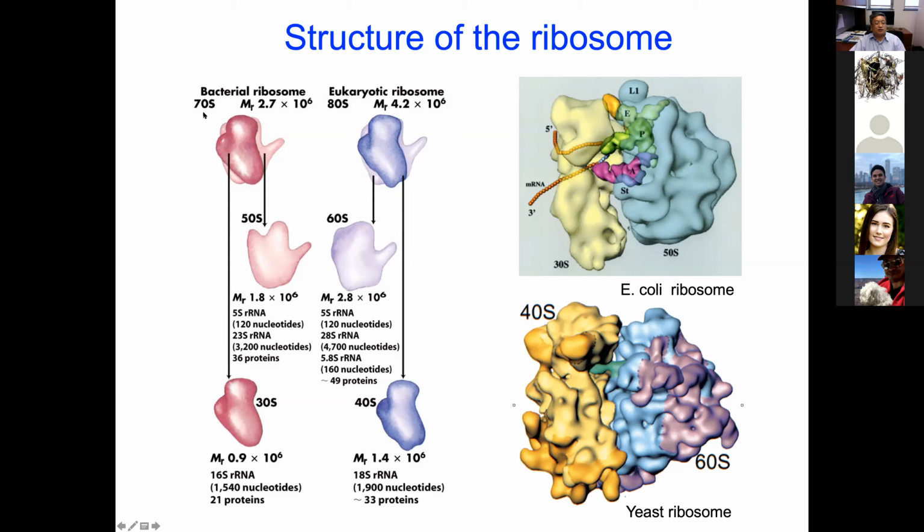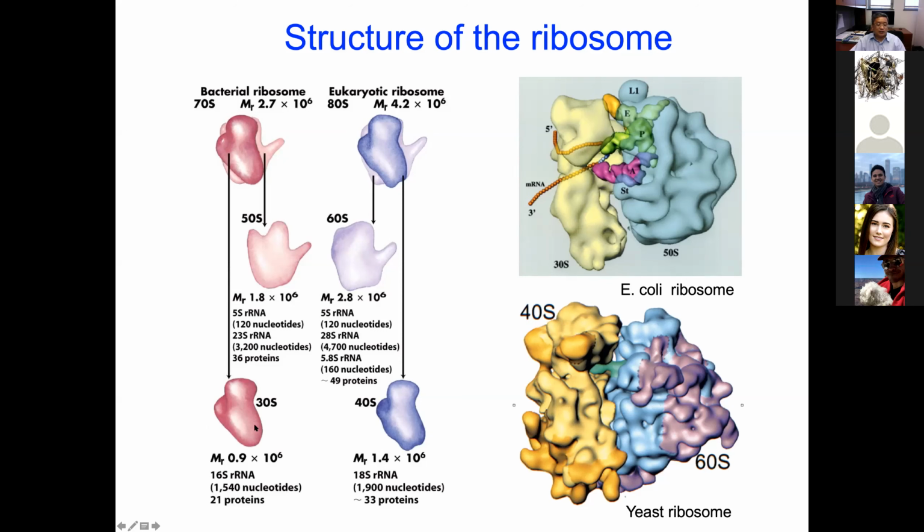Sometimes the bacterial ribosome is called the 70S ribosome because this 70S corresponds to the sedimentation coefficient of the bacterial ribosome. And you see the eukaryotic ribosome is larger. It is called the 80S ribosome. And the molecular weight of the 70S is about 3 million Daltons, but for the 80S, it's about 4 million Daltons. They are all very large molecules, and both of them contain a small subunit and a large subunit.